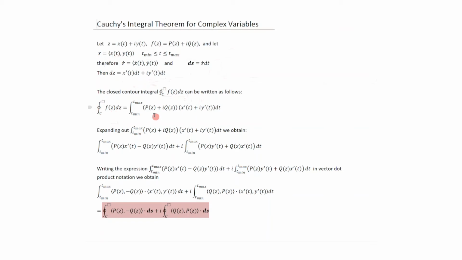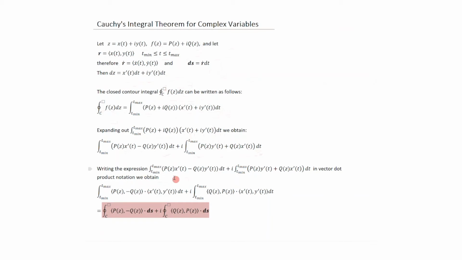So f of z is replaced by p of z plus I q of z, and dz comes from here, is replaced by this entity here, and dt is a common factor, so we just bring it out. Then what we do is we basically take this expression and expand it out, so that we have real terms for this integral and imaginary terms for this integral. So there are 4 terms in total, 2 of which are real and 2 of which are imaginary.